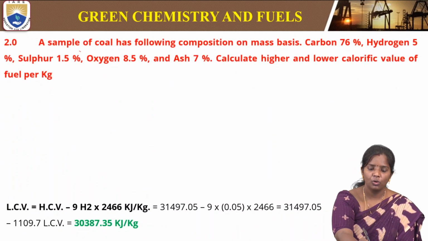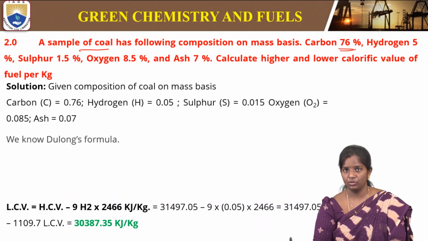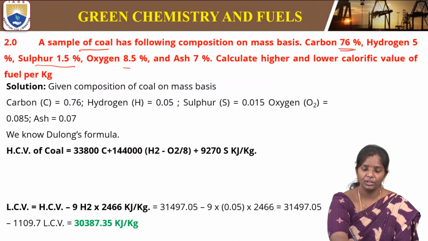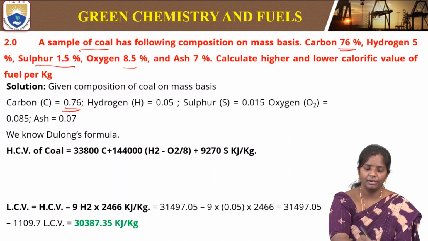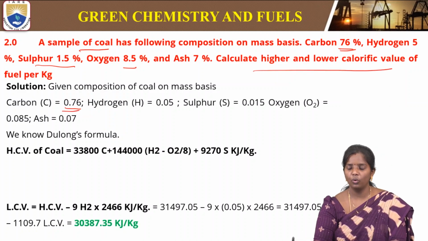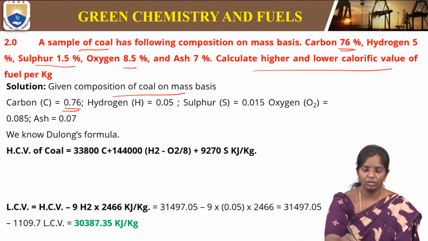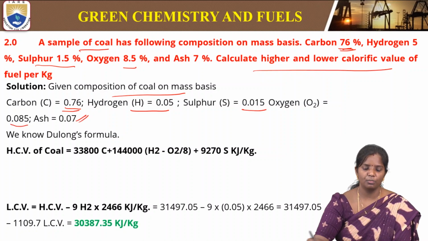Next, we again have a coal sample having the composition on mass basis. Carbon is 76%, hydrogen is 5%, sulfur is 1.5%, oxygen is 8.5%, ash is 7%. Now we convert into normal values, and calculate the higher and lower calorific value of the fuel per kg. So given the composition of the coal on mass basis, carbon will be 0.76, hydrogen is 0.05, sulfur is 0.015, oxygen is 0.085 and ash is 0.07.